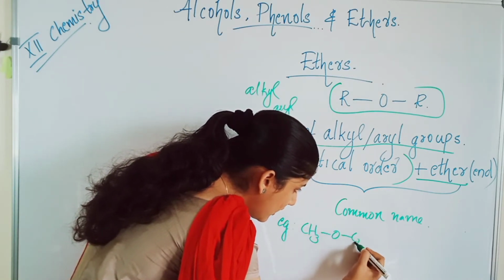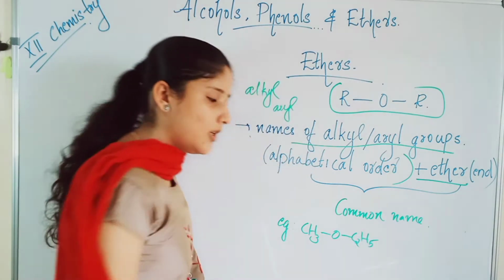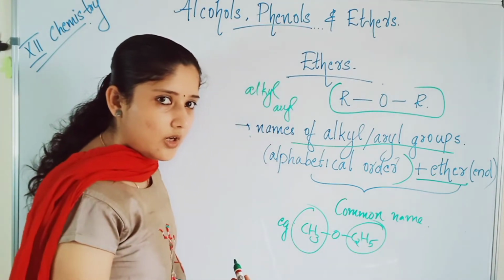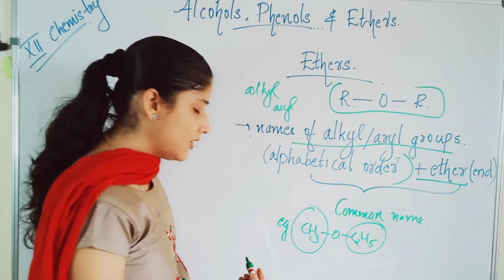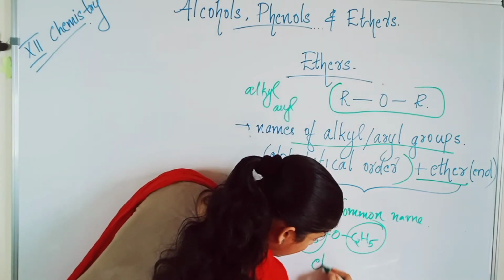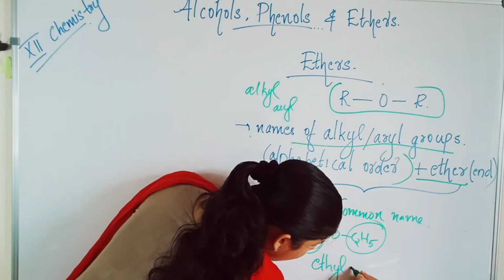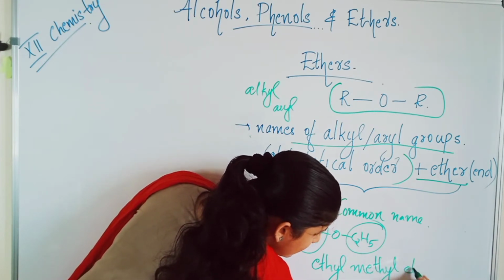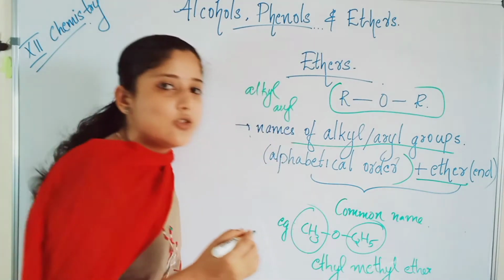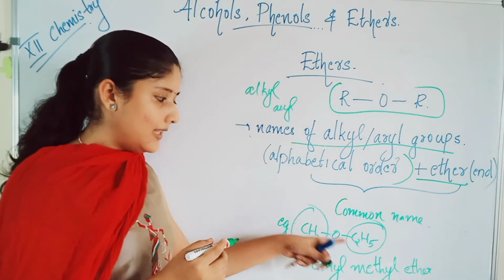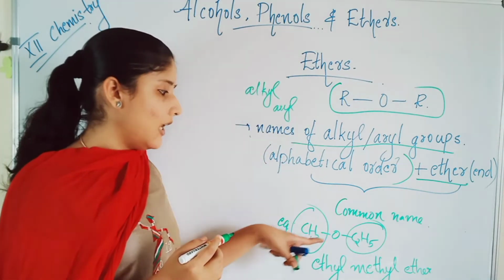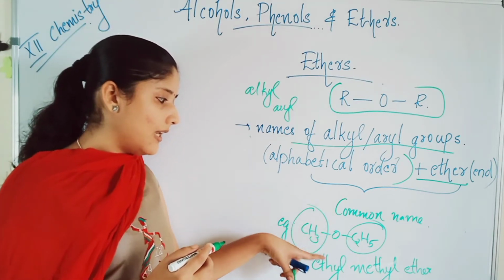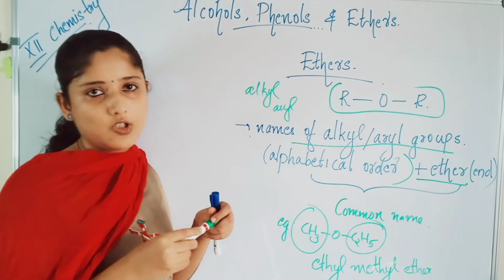CH3O C2H5. This is one alkyl group and this is the other alkyl group. Based upon the alphabetical order, which is the first one? First it will be ethyl, then methyl, and ether. So students, ethyl methyl ether. First the name of the alkyl or the aryl group, then in the alphabetical order we will add, and then we will add the ether functional group.